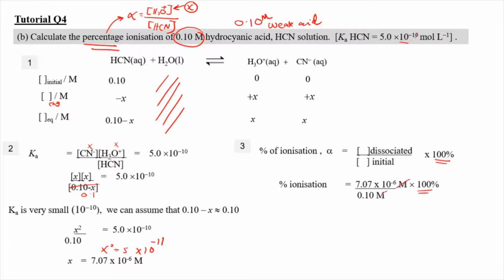So once we do the maths here, we're going to get the percentage of ionization to be 7.1 times 10 to the power of negative 3%. So this is how we answer tutorial question 4b.